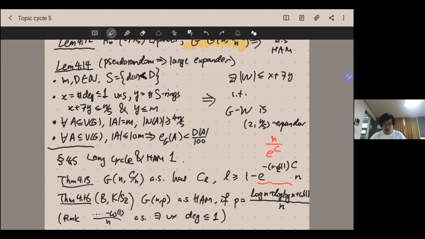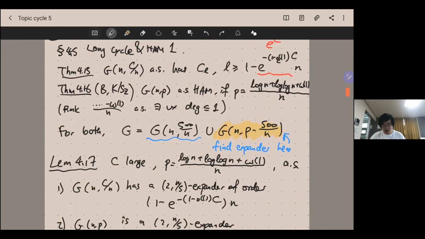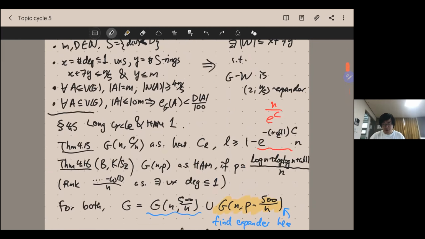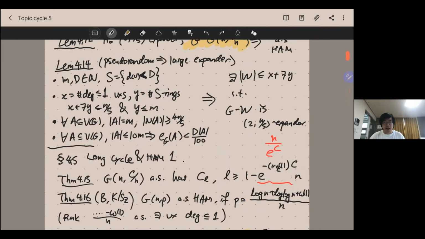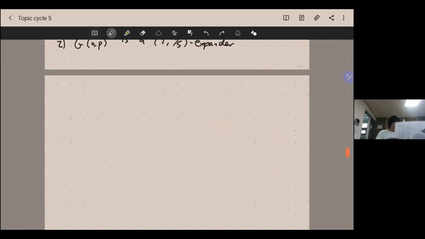If we can bound X and Y and prove the two pseudo-randomness properties, then W is small, and we find what we need. In particular, for the second part, the Hamiltonian part, G(n,p) itself is the expander. We need to prove that almost surely X and Y equal 0. You don't have vertices of degree at most 1, you don't have S rings at all. Then that will be enough.